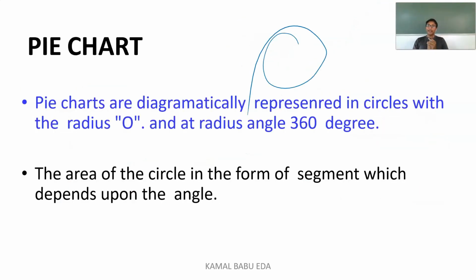Now we'll see what a pie chart is. If you see the pie chart, it is represented in the form of a circle with a radius O and an angle of 360 degrees. They take the center point, and I will show you in the diagram, we are mainly dividing them into halves. Based on the percentage we divide the circle so that we can easily represent it. The area of the circle is in the form of segments, depending upon the angle.